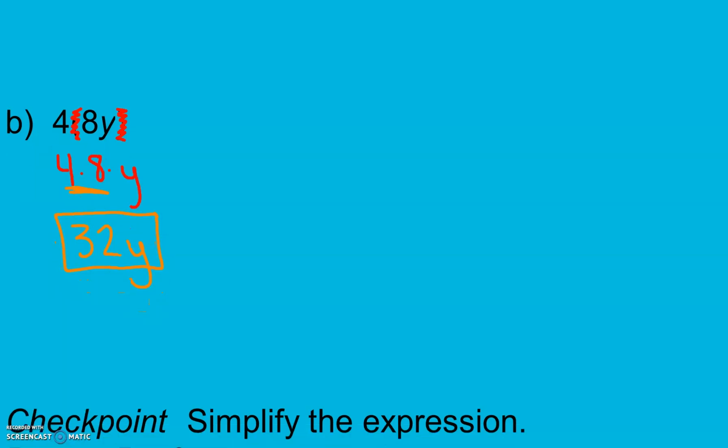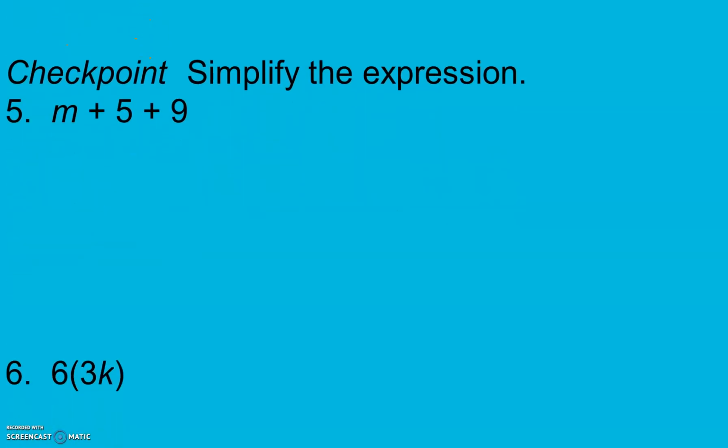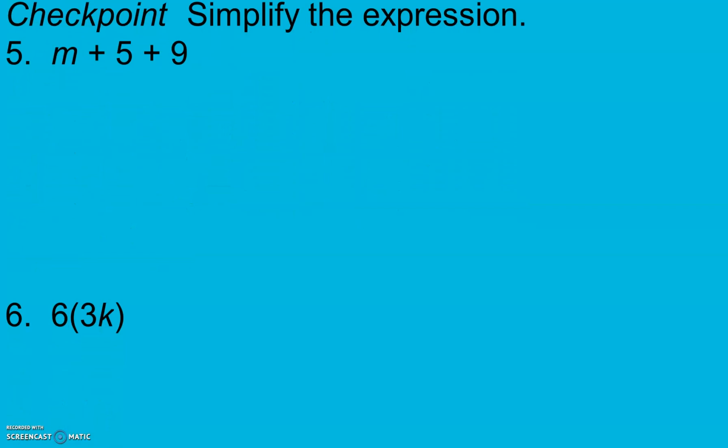In 4, same idea. It wants me to do PEMDAS first, which means I need to multiply 8 and y, but I don't know what y is. So instead, if I get rid of my parentheses, now I have 4 times 8 times y. PEMDAS says we multiply left to right, so I can go ahead and multiply. And I stop here because I can't multiply times that y until I know what it is. So feel free to pause here and give 5 a try if you'd like.